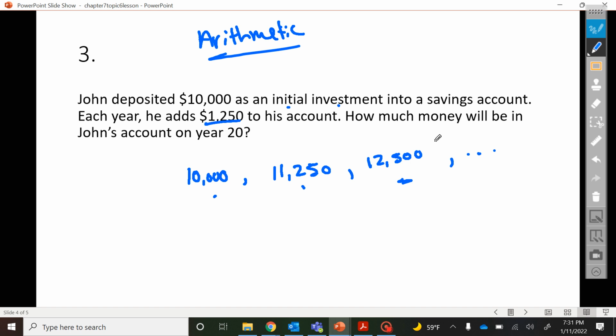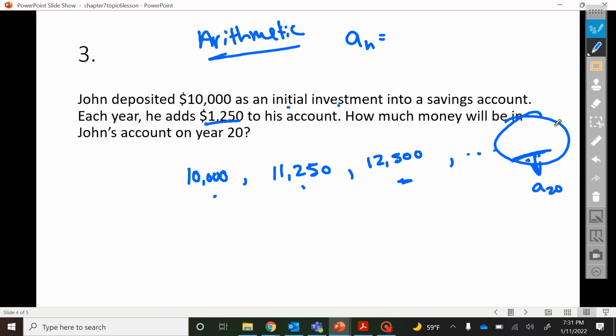Now we have to decide if we're looking for a specific term in the sequence or if we're looking to add the whole sequence together. Are we trying to add all these terms together? Well, no, that wouldn't make any sense, because all we're looking for is the 20th term. We're looking for A20: how much does he have in this specific year, the 20th year? So we will have to use the arithmetic formula for calculating a specific term.